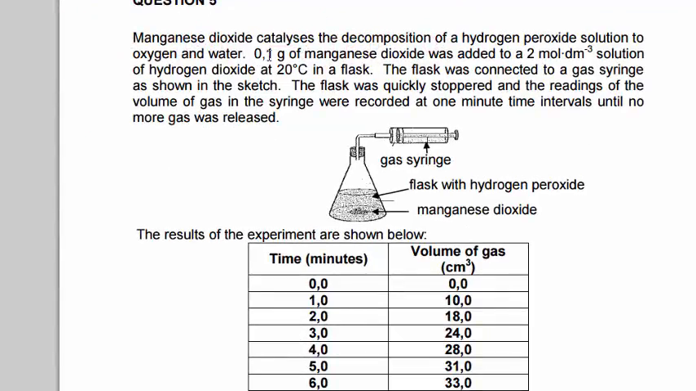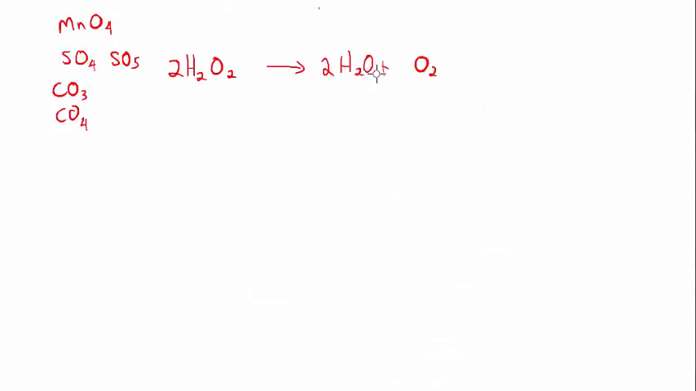Okay, they tell us that manganese dioxide, that's the catalyst, was added to a 2 mole per cubic decimeter solution of hydrogen peroxide in a certain flask. So I already have the concentration of the hydrogen peroxide. The flask was connected to a gas syringe, as shown in the sketch. The flask was quickly stoppered, and the readings of the volume of the gas in the syringe were recorded. So in other words, what are the products that are formed? Liquid water and oxygen gas.